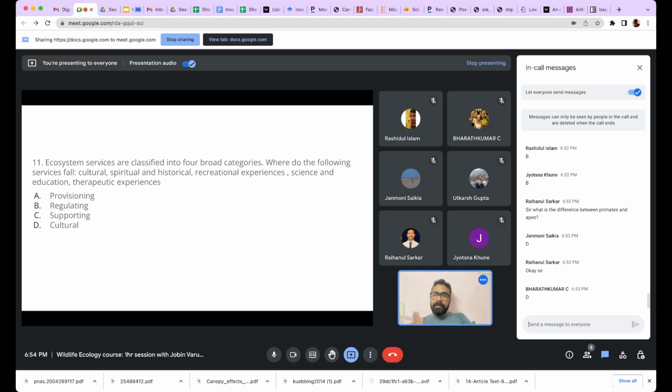So yeah, ecosystem services: cultural, spiritual, and historical, recreational experiences, science and education, therapy, all these come under the cultural category. So what is the supporting category then? Any answer? Anybody? See, answer is D. Yeah, you're right. But what is the supporting category? What all comes in the supporting category?